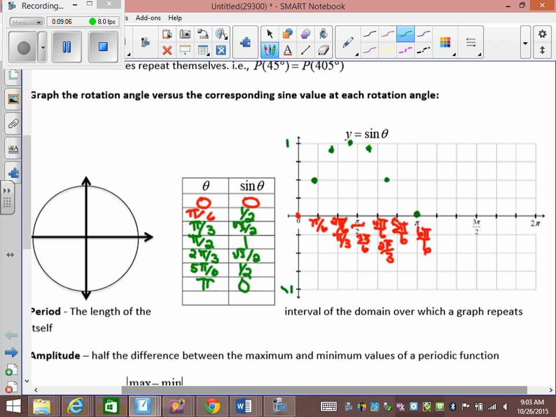Then I can keep going, right, all the way to 2 pi. So then I can go to 7 pi over 6. What's 7 pi over 6? What's the y value or the sine value? Negative 1/2, right? So for the next one, negative 1/2. Then negative 0.866. Then negative 1. That's 3 pi over 2. Then negative 0.866. Then negative 1/2. So you have a graph like this.